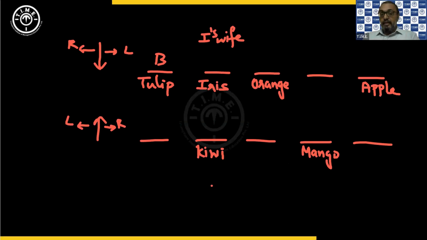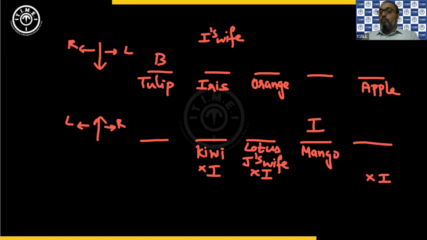And here, again, we cannot give I as kiwi, because opposite is I's wife. Then you cannot have I opposite orange, because J's wife likes lotus. Now again, I cannot be opposite apple. So the only possibility is you take I as mango, then we can have J's wife immediate left of I, and lotus can be given opposite to orange. This is the only possibility you get in this case.